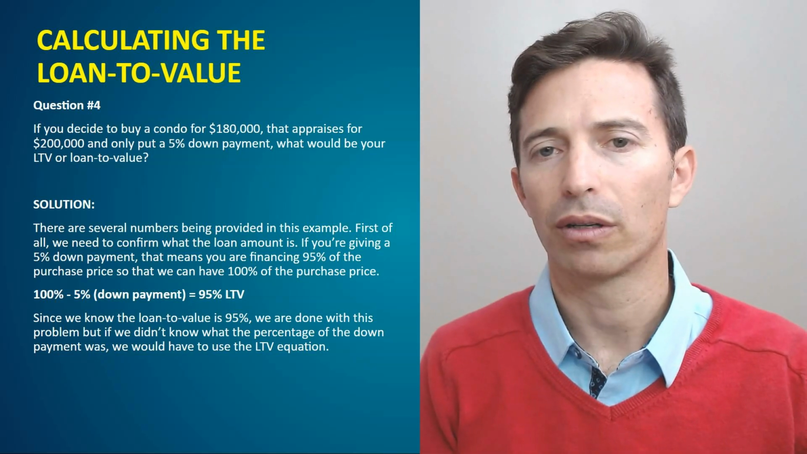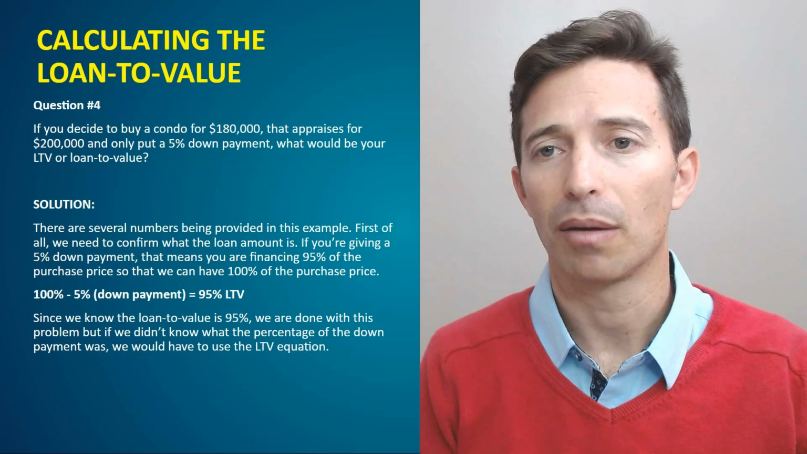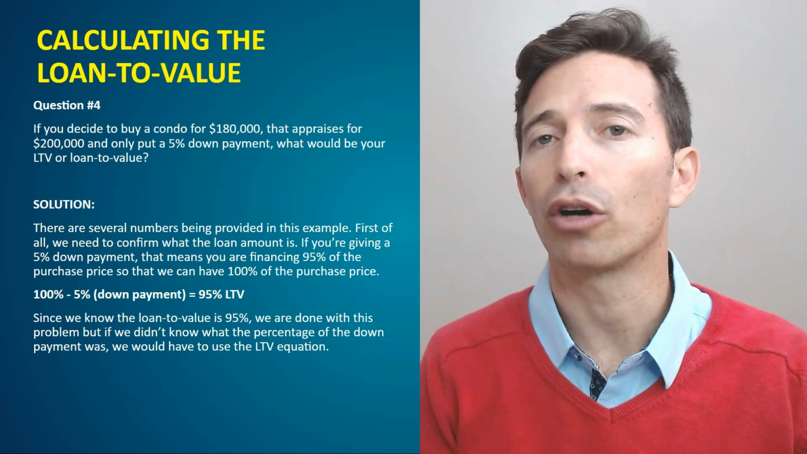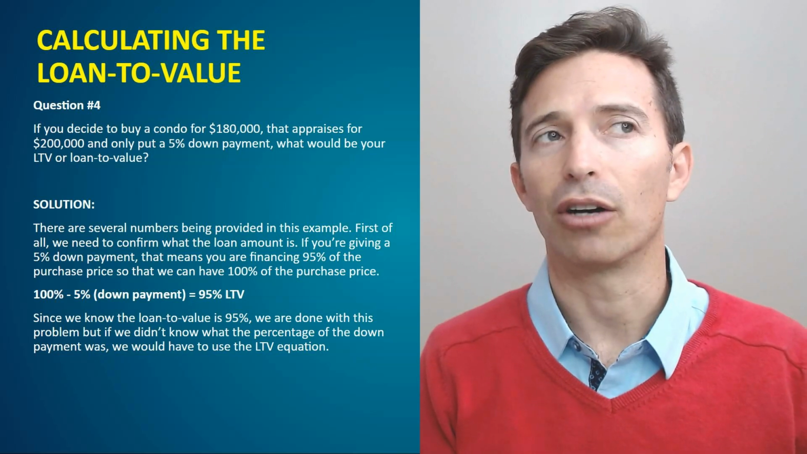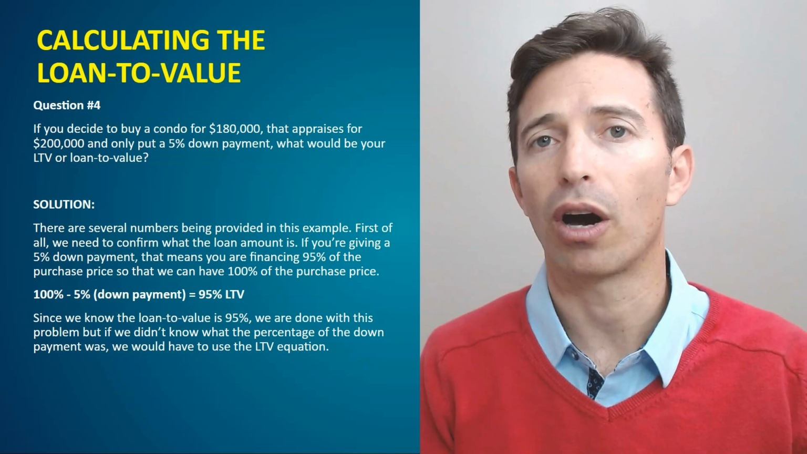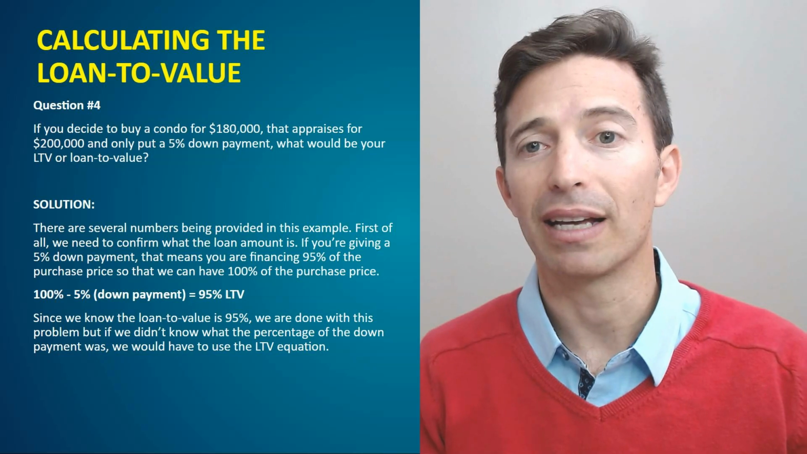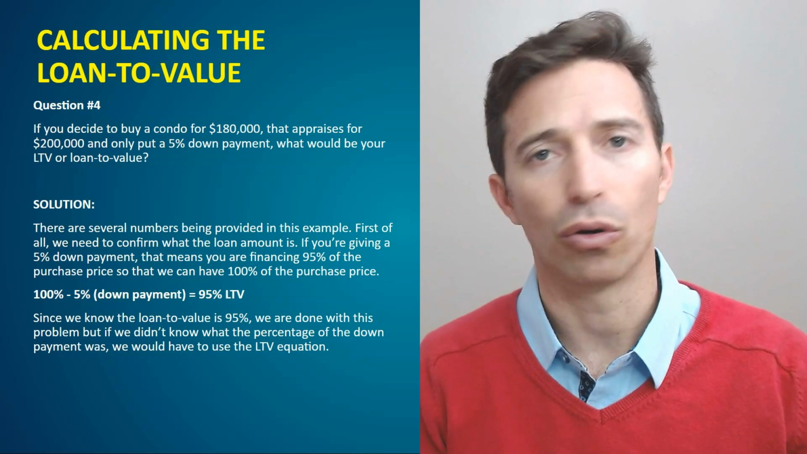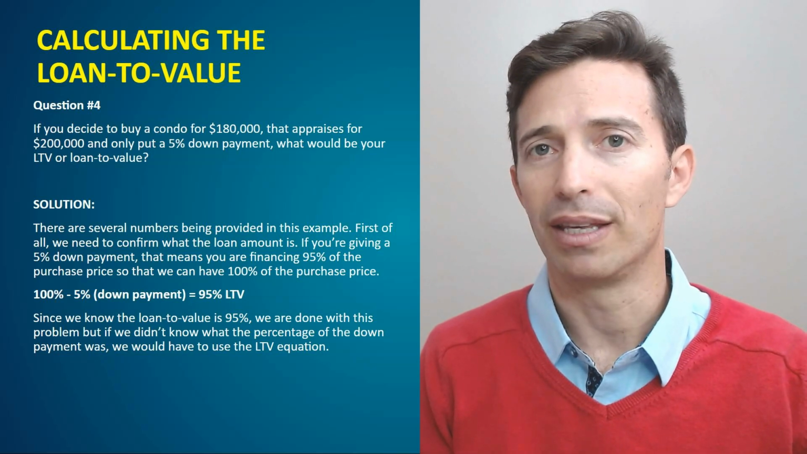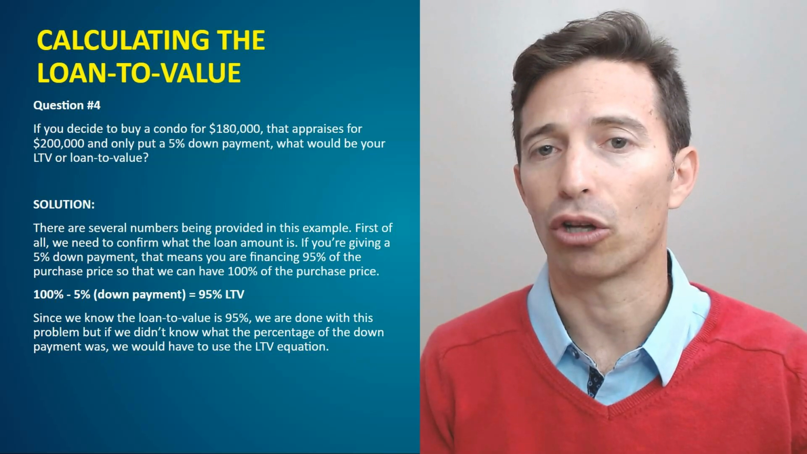Question number 4. If you decide to buy a condo that's worth $180,000, but appraises for $200,000, and you only put 5% down, what would be your LTV or your loan to value? Now, if you're buying a condo with a purchase price of $180,000, but the appraised value is higher, would you be able to finance off the $200,000? No. It's always the lower of the purchase price and the appraised value. So in this case, the lower of the purchase price and the appraised value is $180,000.